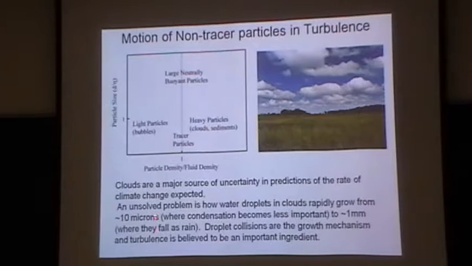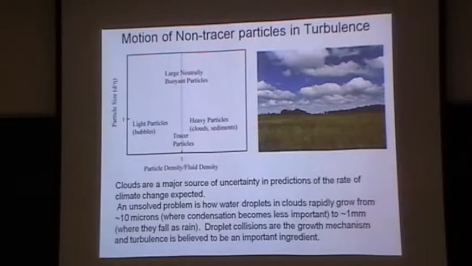One of the more direct unsolved problems in clouds is how water droplets rapidly grow from about 10 microns. They grow up to this size by condensation, and then they often have a relatively uniform size distribution, about 10 microns. But then somehow they have to grow to about 1 millimeter, where they'll fall as rain. There are many situations in which this happens in 15, 30 minutes. Current models don't predict nearly the correct rate for this process of droplet coalescence in clouds. Many people believe that droplet collisions are the growth mechanism, and turbulence is a major factor in controlling the droplet collision rate.